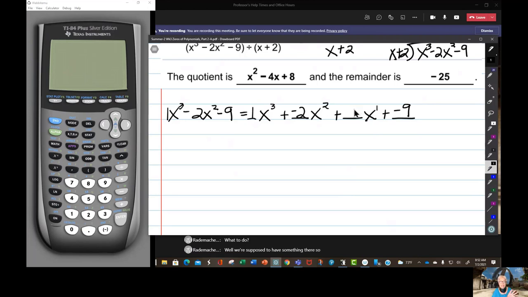But I can't be changing the value of that polynomial. So what I'm going to do is this. I'm going to put a temporary placeholder in right here. Now I can account for all four terms. The cubic term, the quadratic term, the linear term, and the constant term.